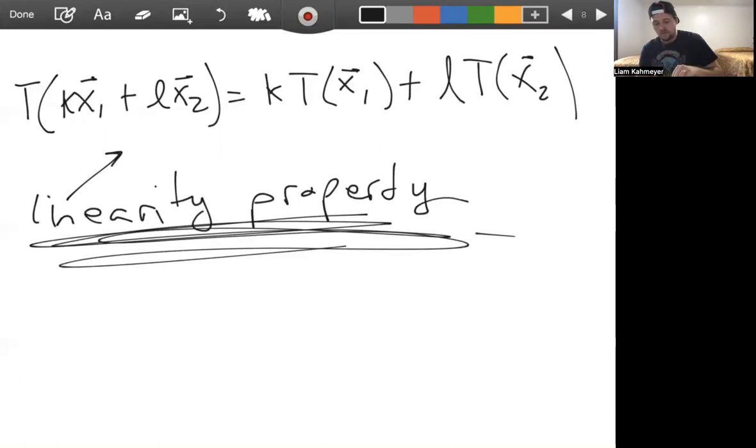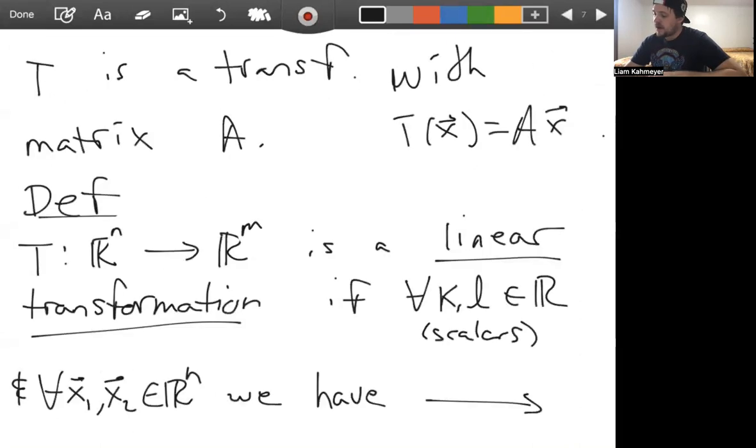Okay, so this is a very important type of transformation, and we're going to see why it's so important in the context of matrices. So first, let's do an example, or let's see how to prove that a transformation is linear. So I have a claim. This is an example, right? Claim.